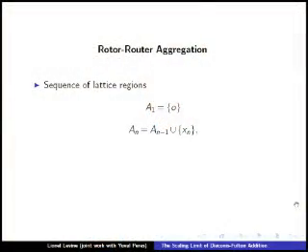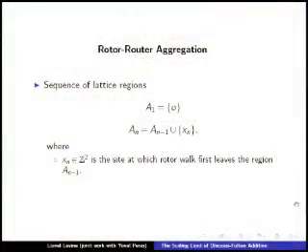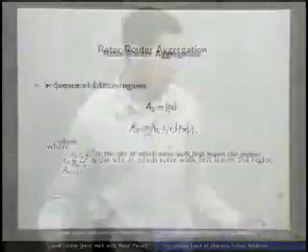Just as with internal DLA, we can make this into an aggregation model where we start with the region A1 consisting of only the origin, and we form a sequence of regions AN, where AN is the union of AN minus 1 with a single point, which is the endpoint of a rotor-router walk which starts at the origin. The point xn that you add is the point where it first leaves the region AN minus 1.